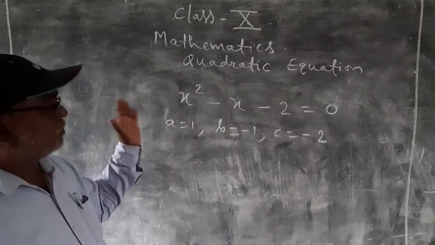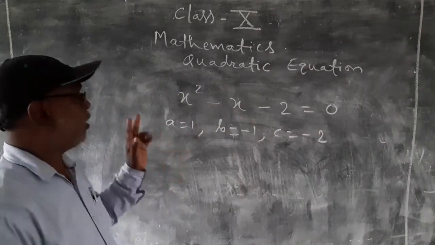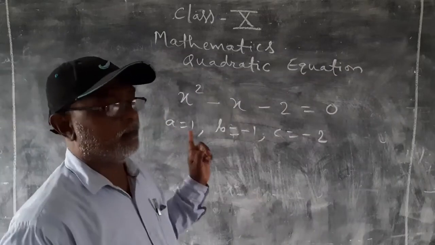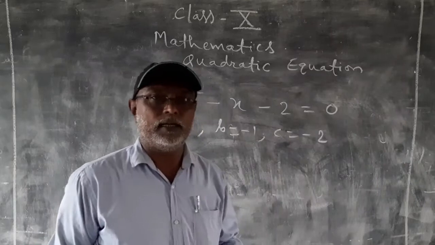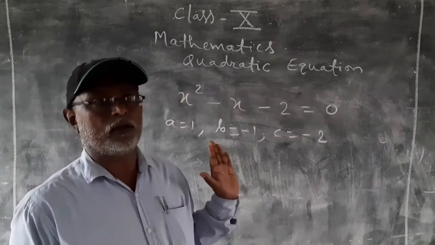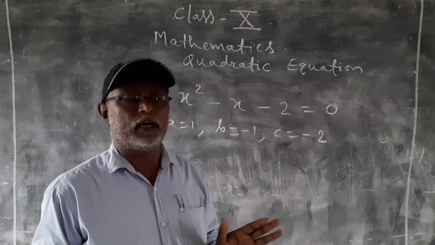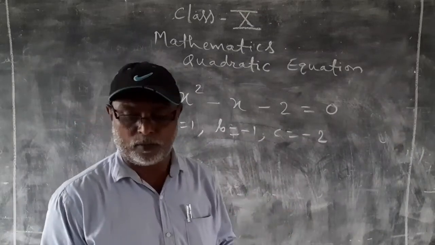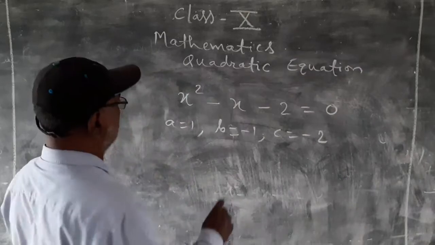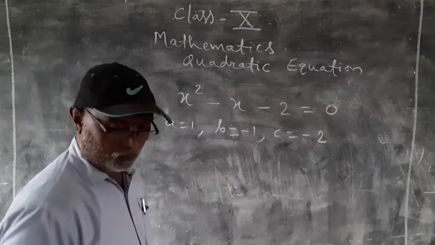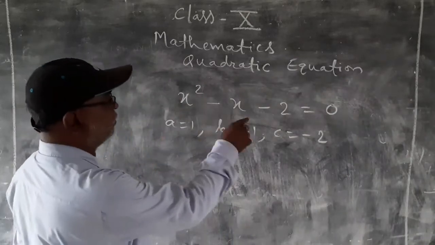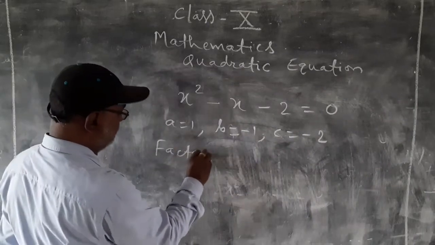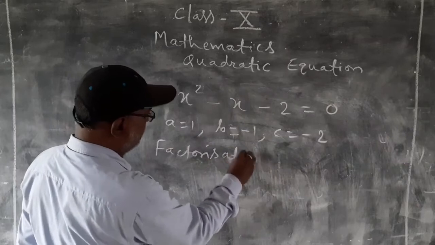Now there are mainly two methods to obtain the roots of the quadratic equation. One is known as the factorization method, the other is known as the formula method, that is the completing square method. The completing square method is the same as the formula method. There are two methods obviously to get the roots of the equation. The first one is the factorization method.